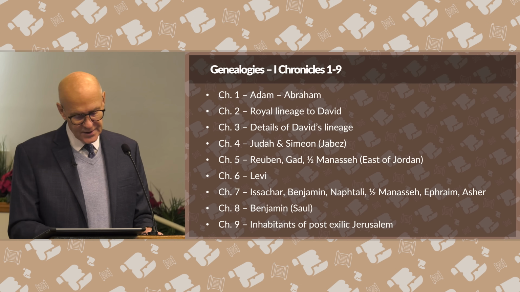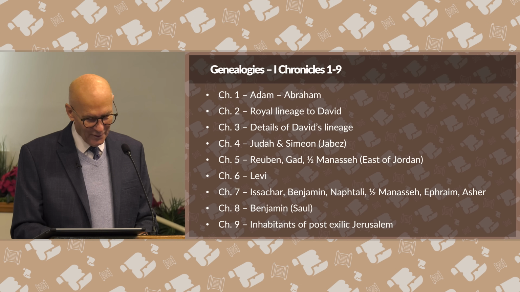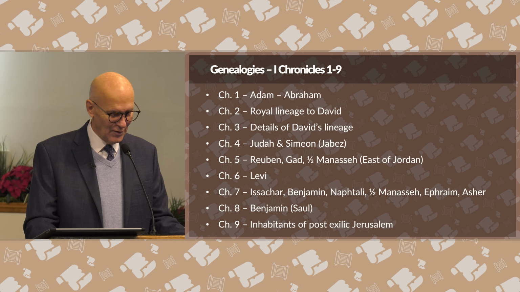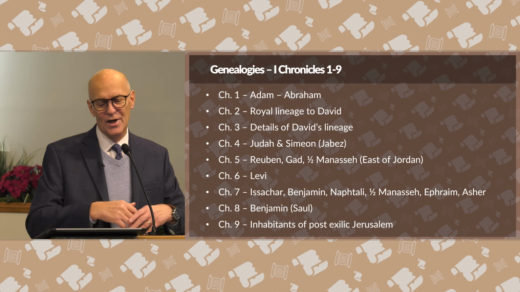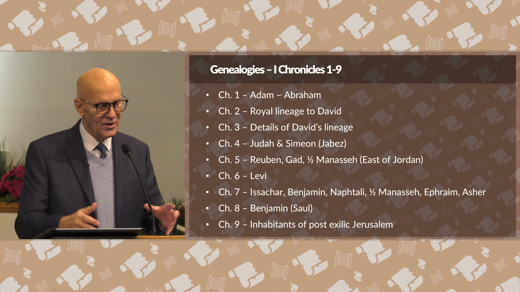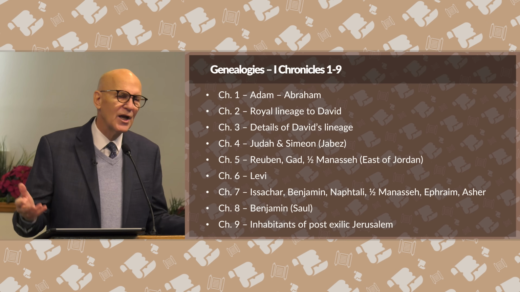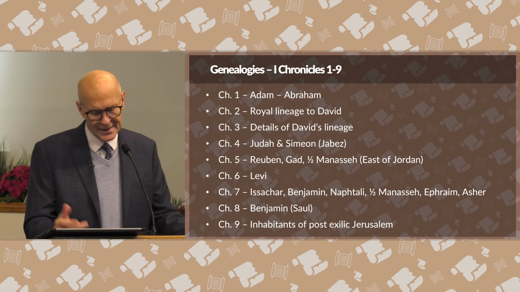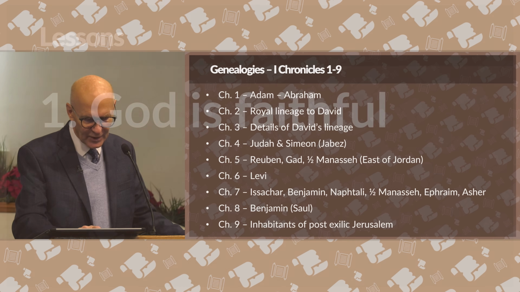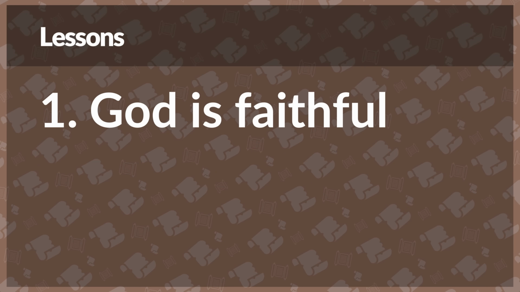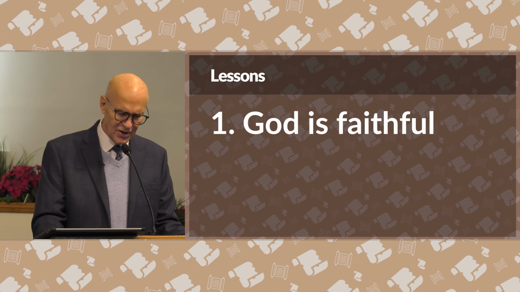So as you see, each chapter has a different genealogy, and each genealogy has a different purpose. And so, believe it or not, we can draw some lessons from just the first 9 chapters that simply give us genealogies. Two applications, if you wish, that we can take home with us. The first application is this: God is faithful. Recognizing God's faithfulness in history, that's one of the purposes of the genealogies.